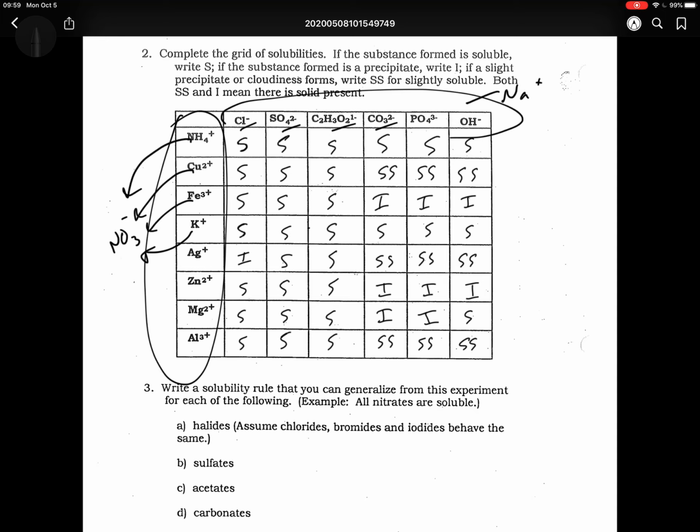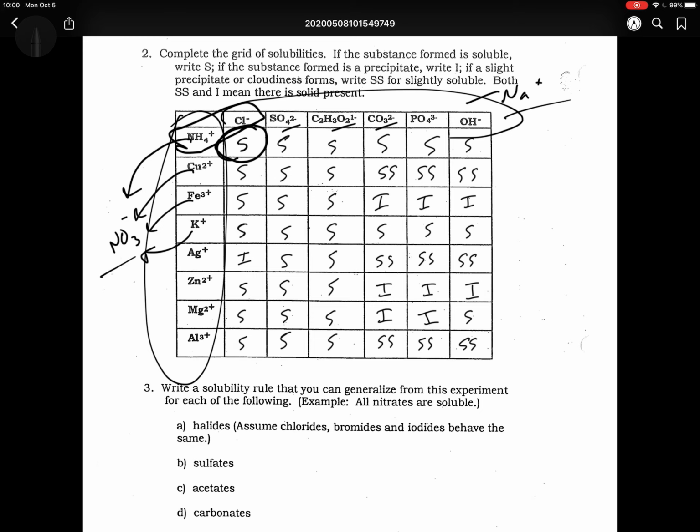Now, when we mix these things together, we're going to get 2 new products. For example, in this square right here, we're mixing sodium chloride with ammonium nitrate. Now we're going to get two things. We're going to get the result of these guys pairing together, the ammonium chloride, and we're going to get sodium nitrate pairing together.